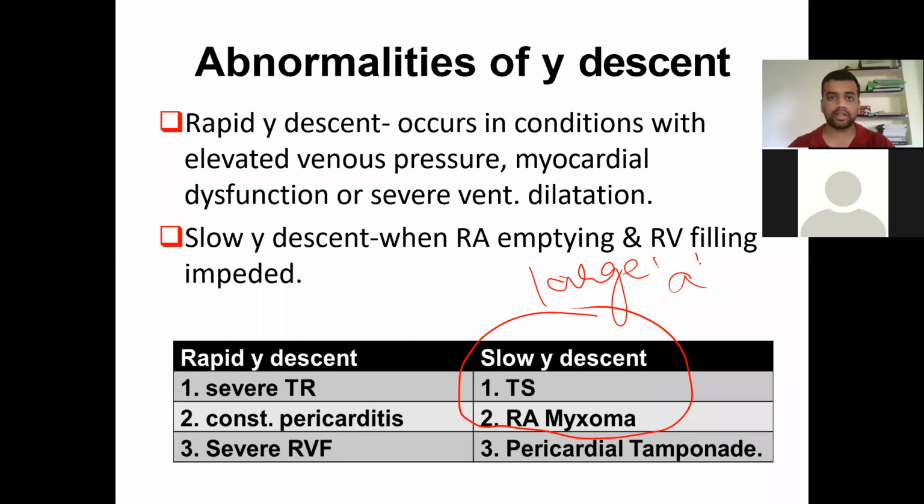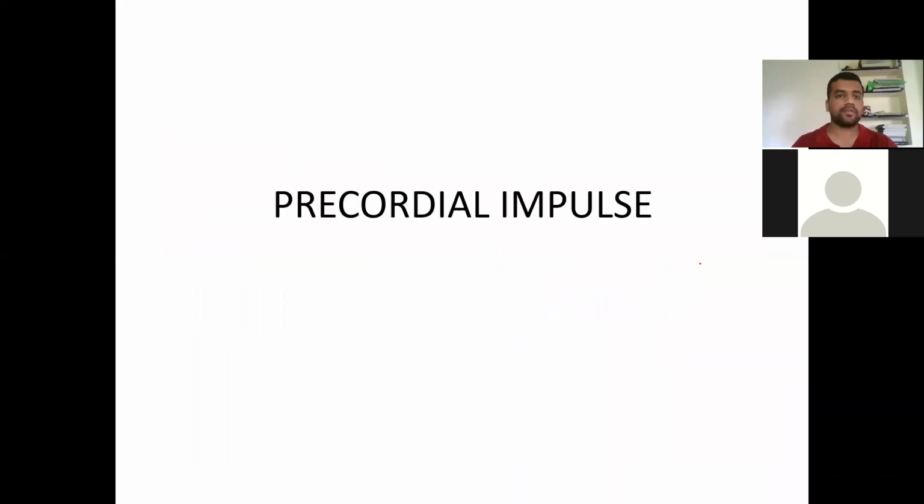So after all this, we are going to finish with the JVP here, and next will be the proper cardiac examination. Proper cardiac examination will start with inspection. As we know, we are again going to follow the same four: inspection, palpation, percussion, auscultation.